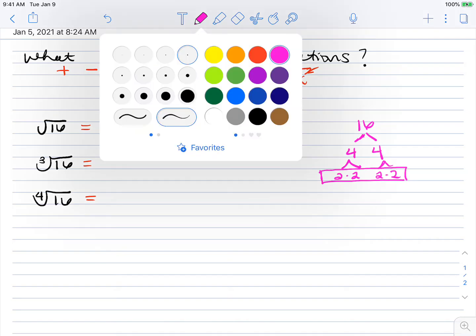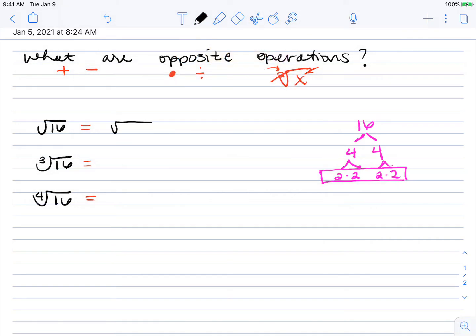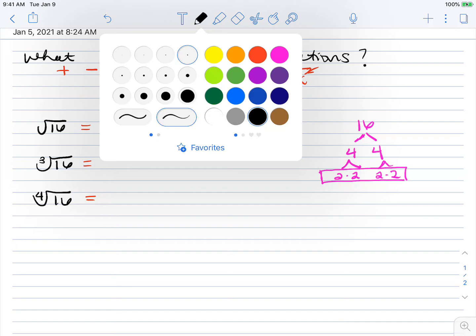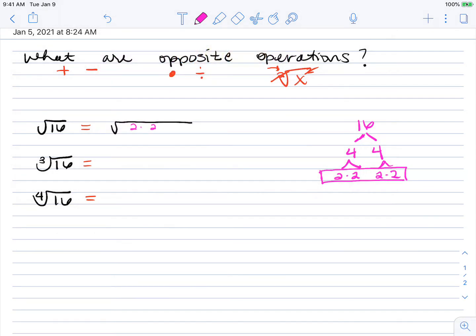So when I rewrite this, I'm going to say this is the square root of 2 times 2 times 2 times 2. And just like above, when I have a square root, we don't write it down, but it's assumed that this right here is an index of 2. So I'm going to fix this a little bit because I didn't write that very well. The index of the square root of 16 is 2.